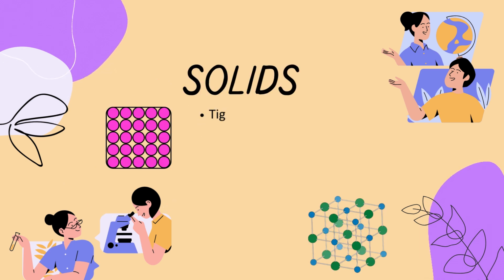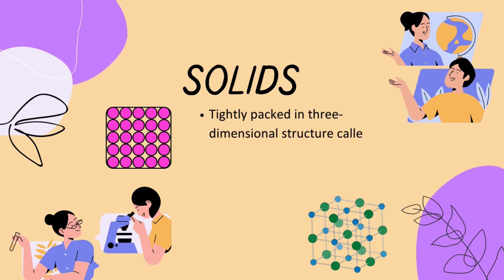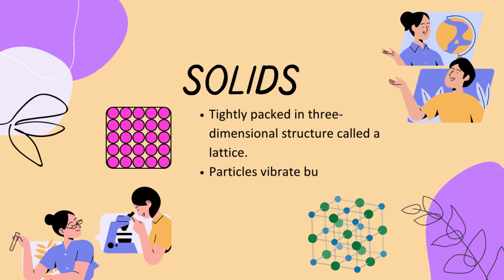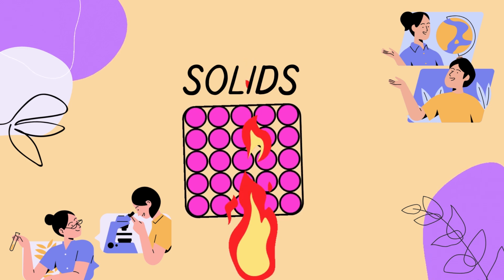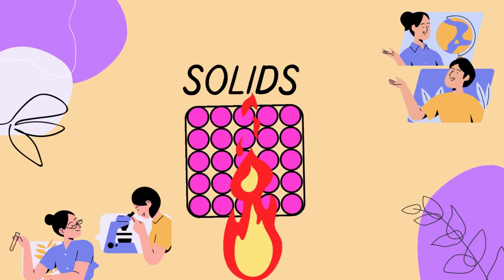Solids. In solids, particles are tightly packed in a fixed three-dimensional structure called a lattice. These particles vibrate but stay in their fixed positions. As the temperature rises, the vibrations become more vigorous, but the particles remain in place. When a solid melts, it turns into a liquid.